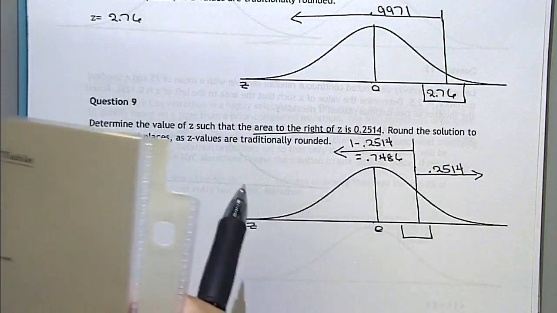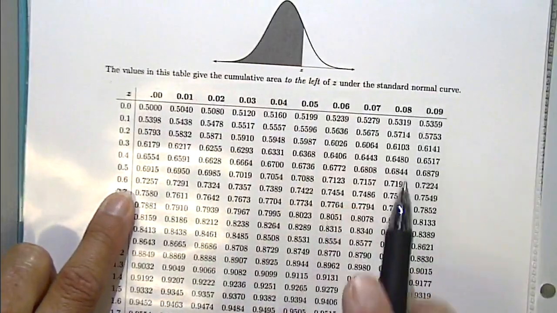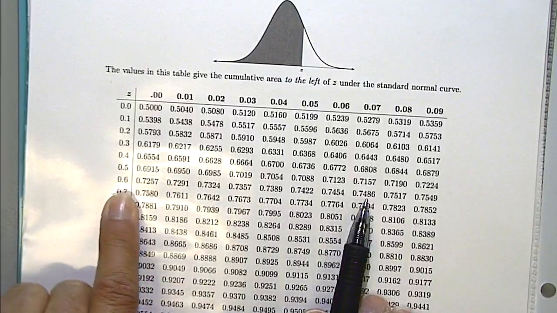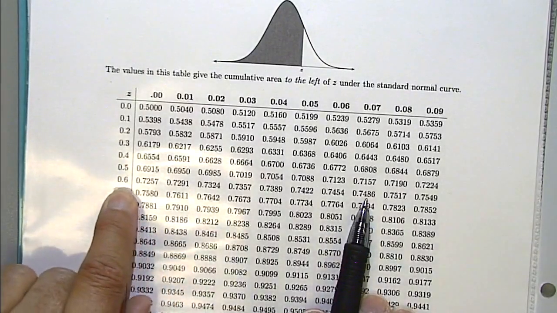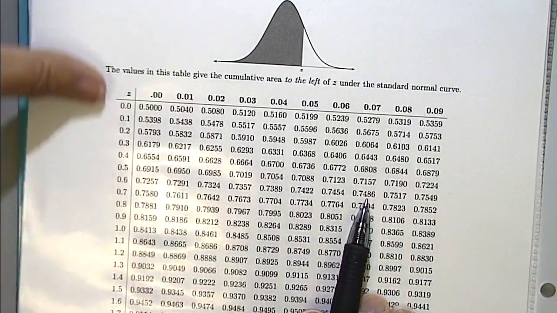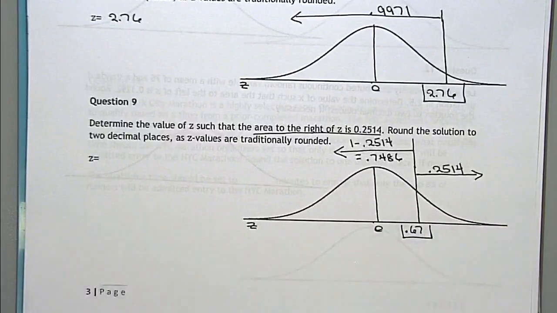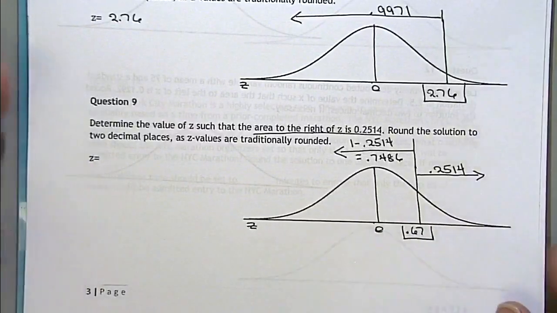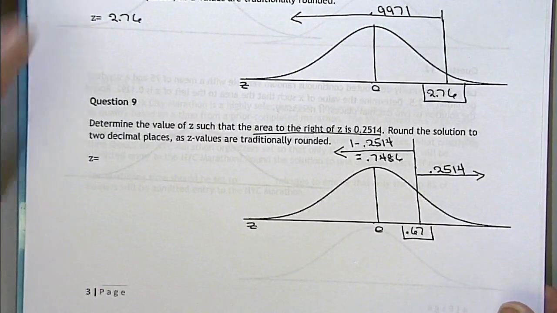Anybody find it? Yep, 0.6, right here, right? It's hard, the angle I'm looking at is really weird. 0.67, is that what we got? Okay, so this z-score is 0.67, okay? So you use the same techniques, you just had to answer different questions about it, didn't you?